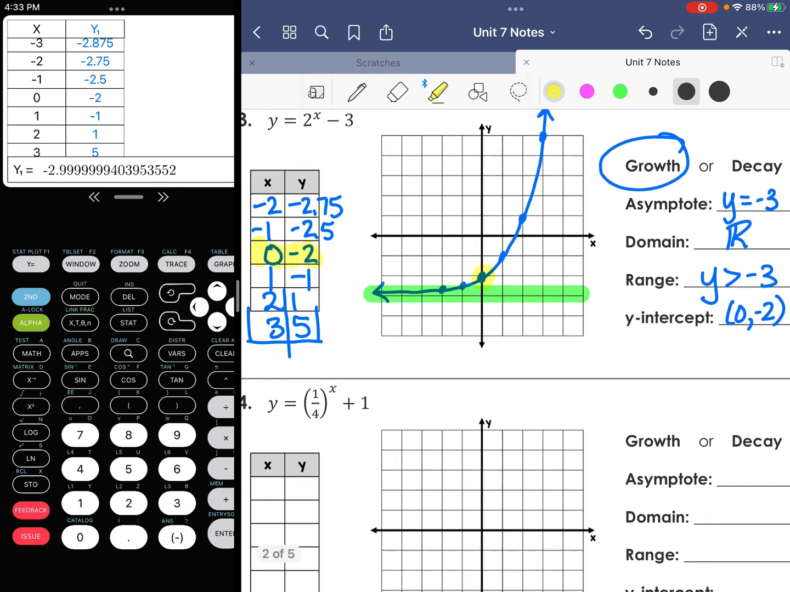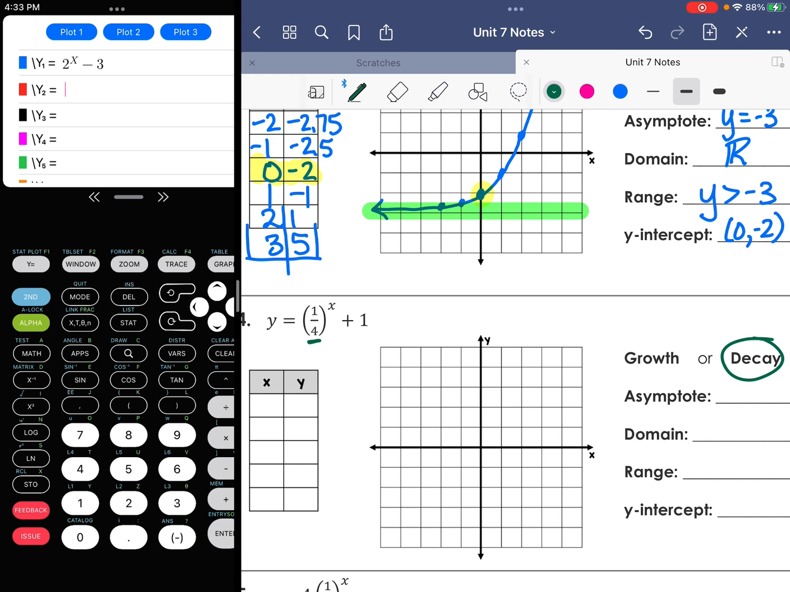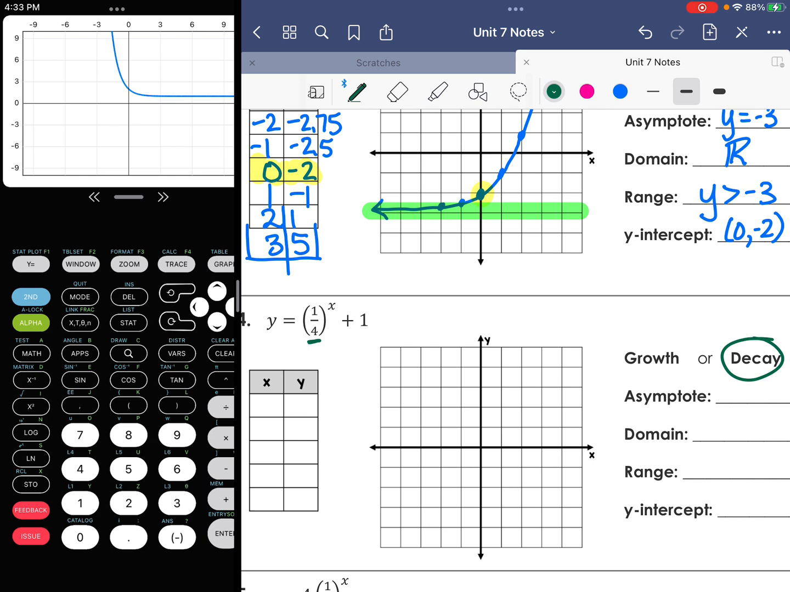All right, the next one, this one's got a fraction. So that means that we hopefully know that that fraction is going to give us a decay model. And so we're going to type that in, clear this out. When I type this in, I'm just going to do 1 divided by 4 in parentheses, caret x, and then use my right arrow button so that I can put +1 down beside of it and not up in the exponent. When we look at this graph, we can see it's decaying. Starts on the left up high, and then it comes in and flattens out to the right. So that means a decay model.